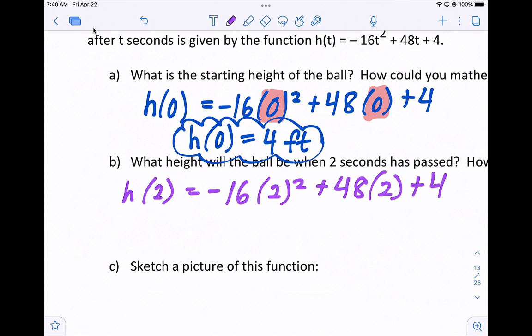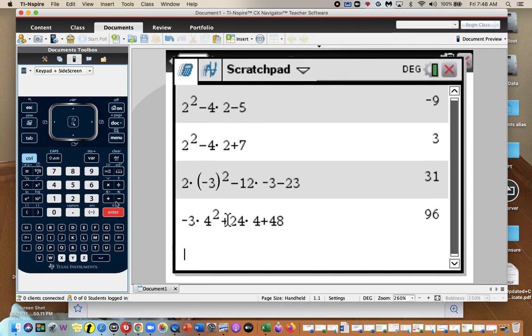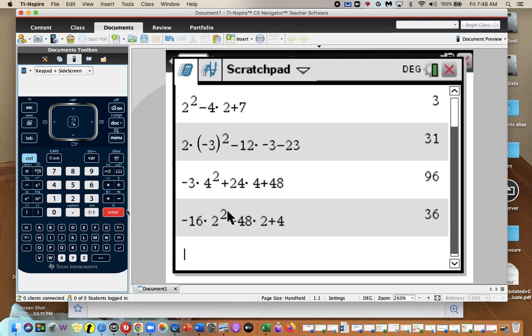So again, if you have a graphing calculator, you can just type that in. So we have negative 16 times 2 squared plus 48 times 2 plus 4. So at 2 seconds, that ball is 36 feet high.